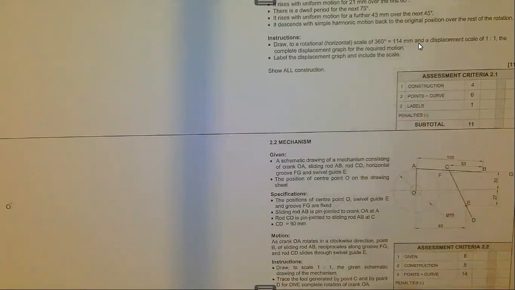But okay. The motion at the bottom is given as crank OA rotates in a clockwise direction. Okay, in a clockwise direction, point B of the sliding rod AB reciprocates. Reciprocate means it creates a path, but this path is in the form of a straight line. So there is movement which you will be able to see, B would go forward and backwards like that, but it will be in the form of a straight line. So basically it will assume the line FG as well.